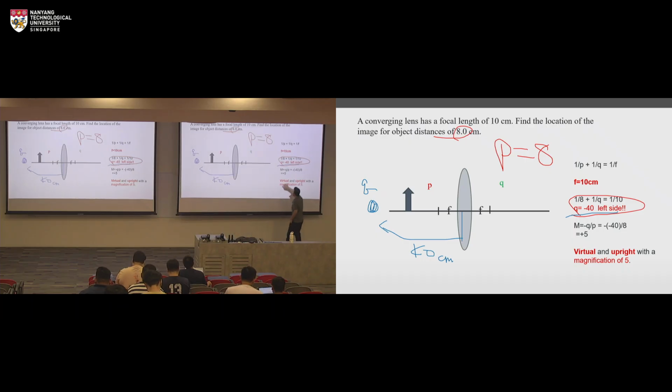And again, you still continue to calculate your M. So your M is negative Q over P. Your Q is negative already, so this gives you a positive value. So again, it is a virtual image. Why? Because Q is negative. Q actually determines a lot of information of your image. So because your Q is negative, it means that it's a virtual image. And then your M is positive. It tells that it's upright. And you have an overall magnification of 5 because the absolute value is 5.